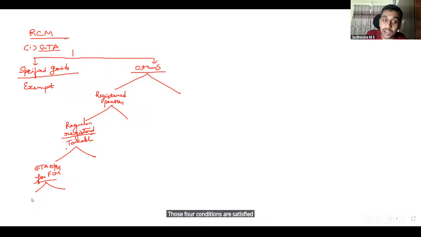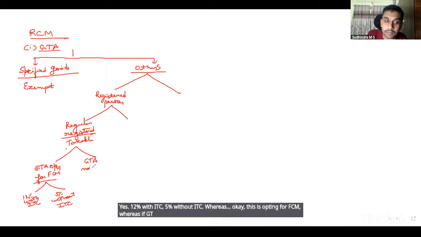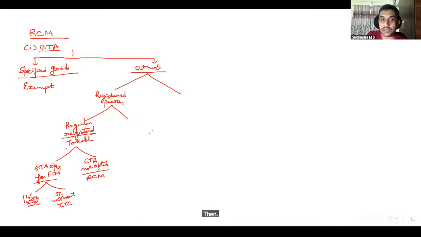He has 2 options under FCM: 12% with ITC, 5% without ITC. This is opting for FCM. Whereas if GTA has not opted, then RCM comes into the picture: RCM at 5% with ITC.